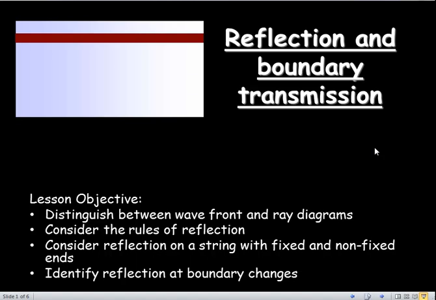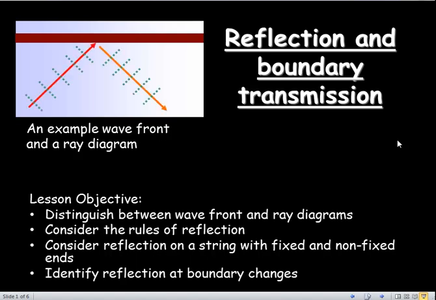Consider the rules of reflection. Then consider reflection of a string on fixed and non-fixed ends. And finally, identify reflection at boundary changes and actually transmission as well. So there are things I'm going to talk about during this session. Let's start off with job number one, the idea of wavefronts and a ray diagram.